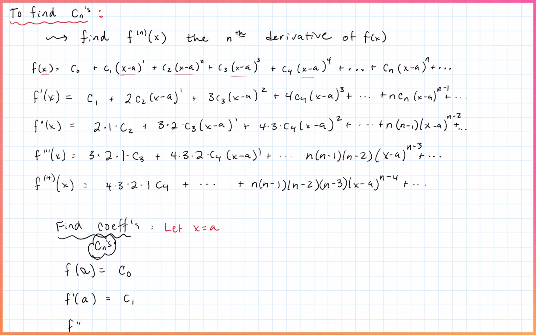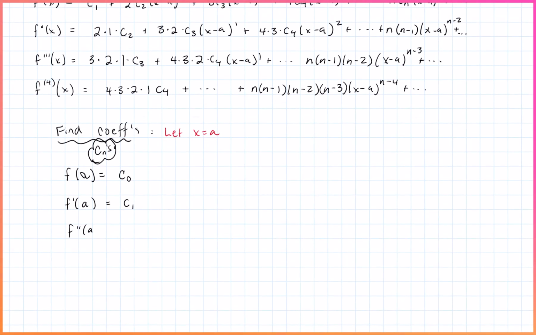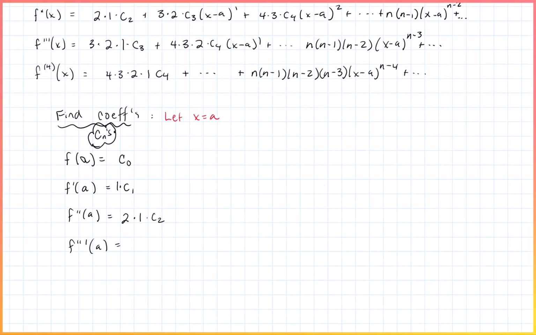F double prime of a, let's scoot this up a little bit on the screen, is going to be equal to 2 times 1 times c2. And F triple prime of a, when we plug it in, all the terms that are not constant will zero out, so we have 3 times 2 times 1 times c3. And the fourth derivative at a would be 4 times 3 times 2 times 1 times c4.